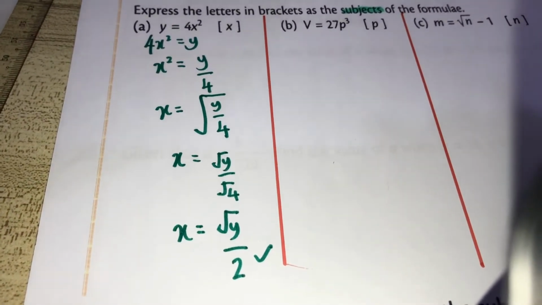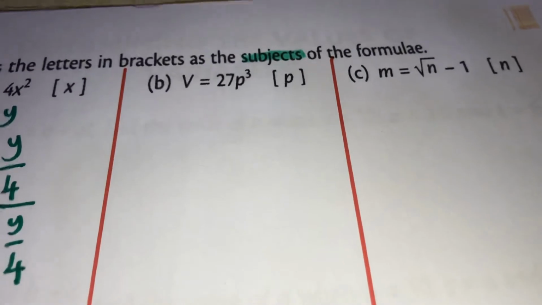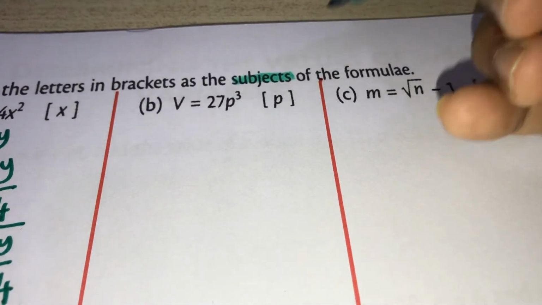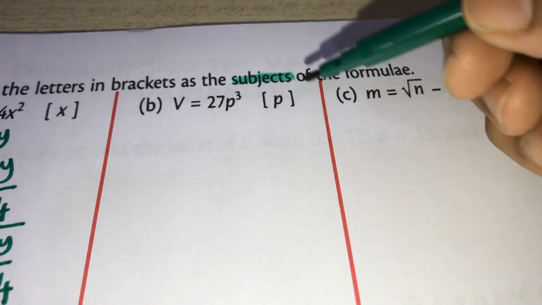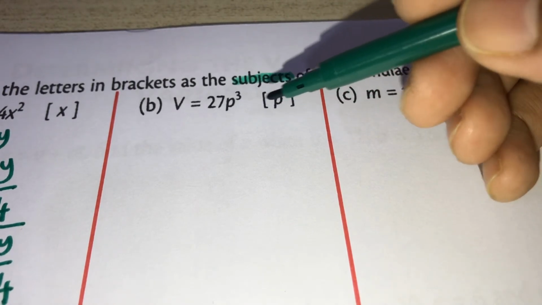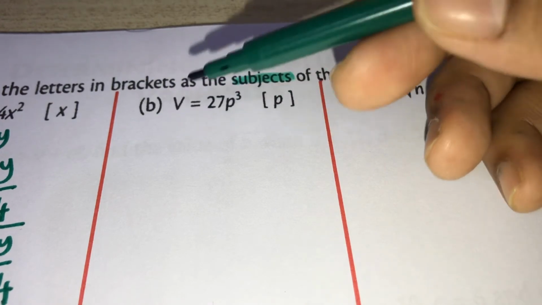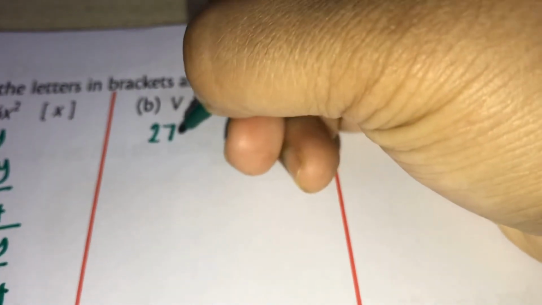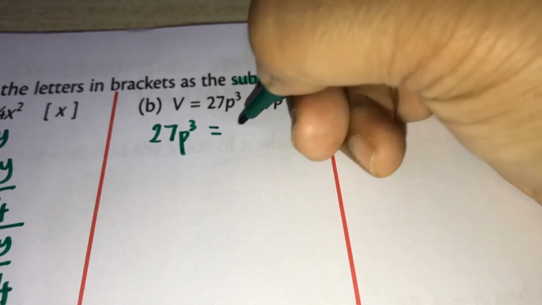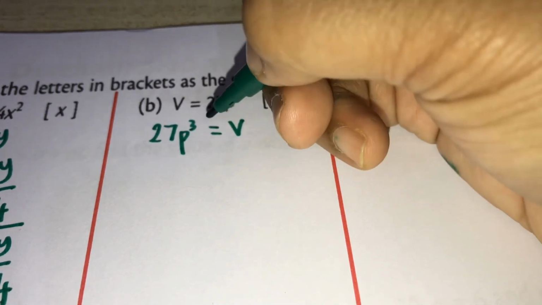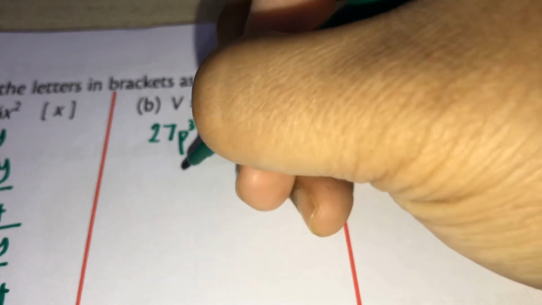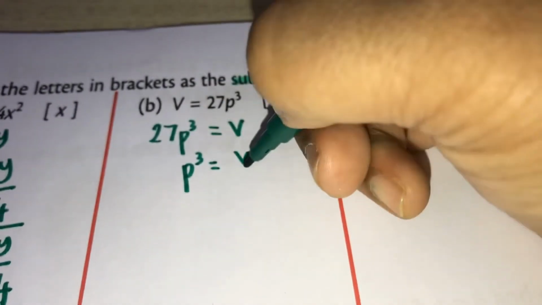Next question, question B. This one, v equal to 27p cube. First step, because the question wants p as the subject formula, variable p must be at the left side, so you change place first. 27p cube equal to v. Now move 27 to the right. Here is 27 times p cube, so you move to the right and it becomes divide. So p cube equal to v over 27.